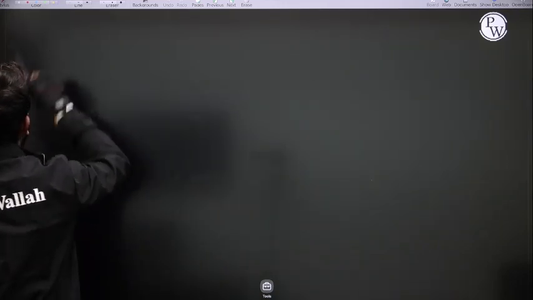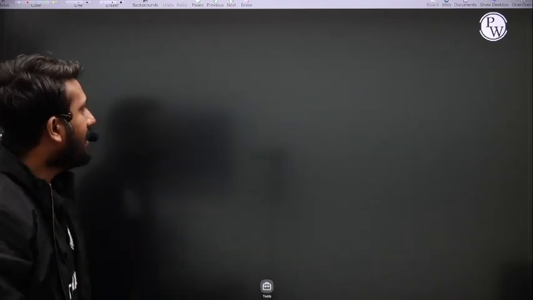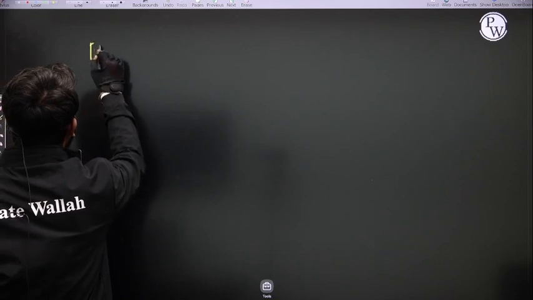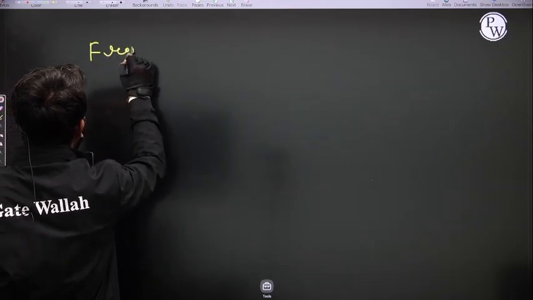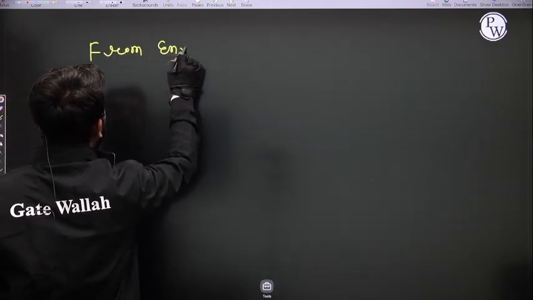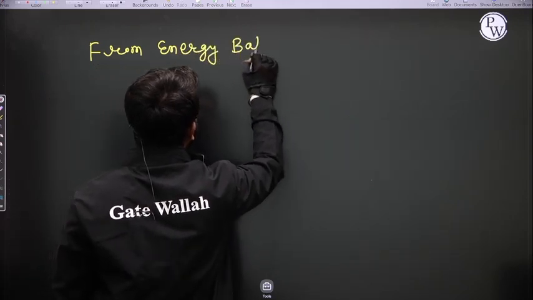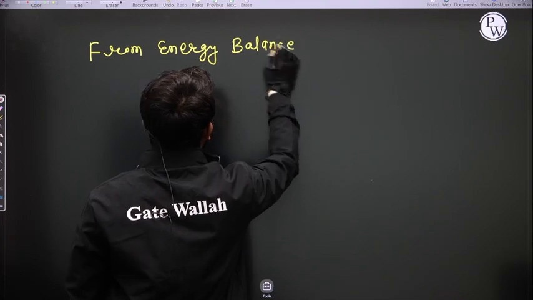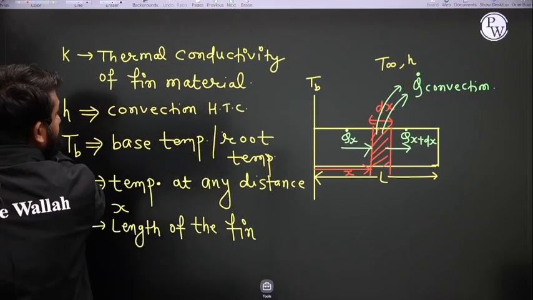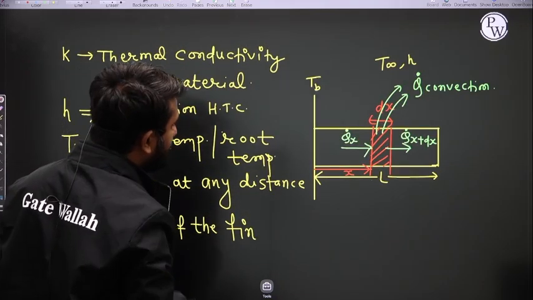And the governing equation, from where do we get the governing equation? We will get it from the energy balance only, right? From the energy balance of the small element. Now see, the energy balance for this small element.